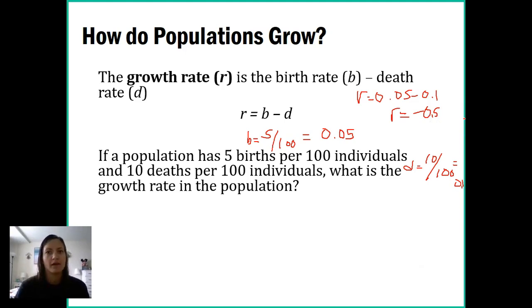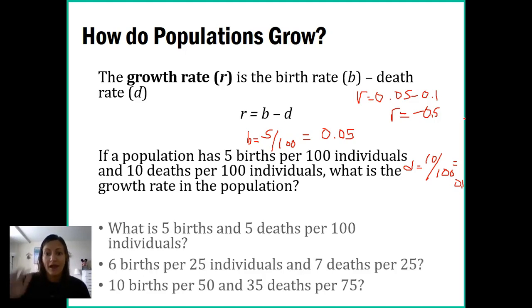And if you look back at our original problem, this should make sense. We had 5 births but 10 deaths, so we lost 5 individuals. Now you notice it says per 100 individuals. We need that number to figure out the rate, which is why, again, R is a percentage. So if R is negative, it means our population is declining. If it's positive, it means our population is growing. And then sometimes R might equal 0.